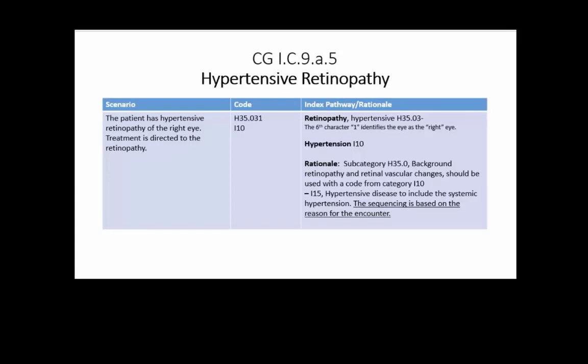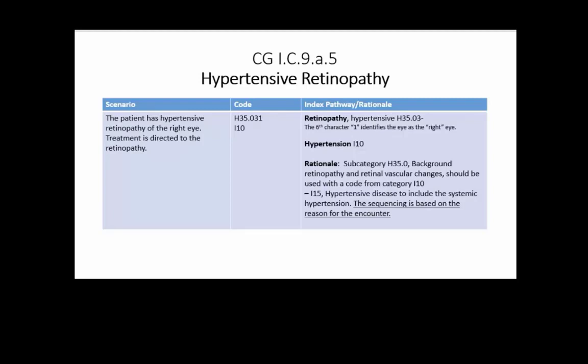The next code is hypertensive retinopathy. This is when the patient has hypertensive retinopathy and the treatment is directed to the retinopathy. If the treatment were directed to the hypertension, the hypertensive code would be the principal, but because treatment is directed to the retinopathy, that code is the principal. We know that because our coding guideline tells us sequencing is based on the reason for the encounter.